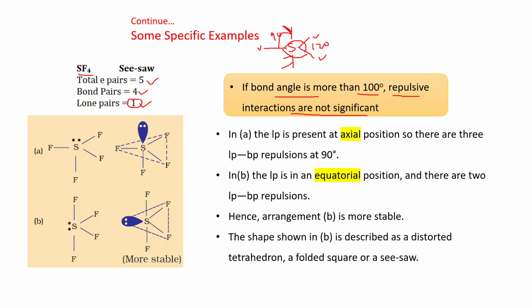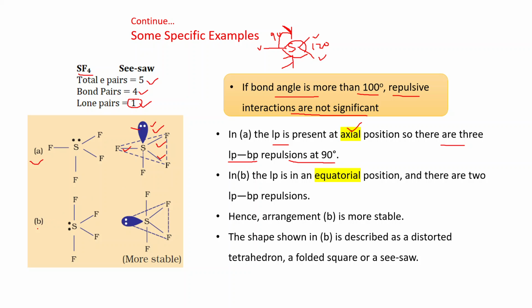That's why if we place this lone pair of electrons at equatorial position or at axial position, what are the repulsive interactions? Now see, in A the lone pair is present at axial position, this one. So there are 3 lone pair-bond pair repulsions at 90 degrees. This pair of electrons will feel the repulsion from these equatorial bonds, which are at 90 degrees to this one.